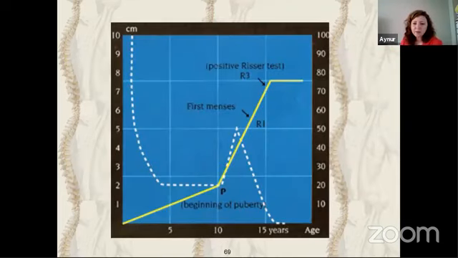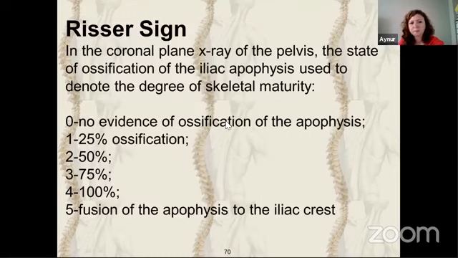Now you see a diagram in a table. This is very important because the beginning of puberty is here, and in Risser 3 you see the growth lasts. First menses is nearly at Risser 1. After first menses, two-thirds of the growth is left. This period is so important for us.